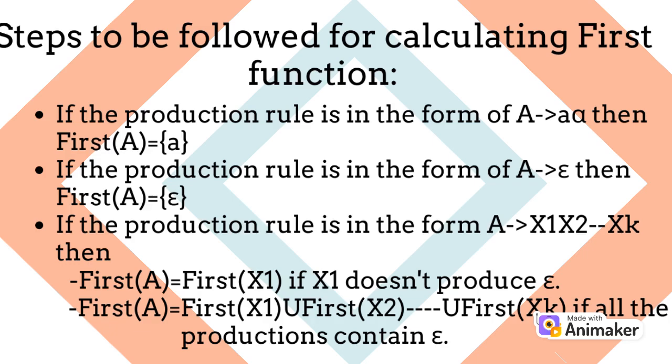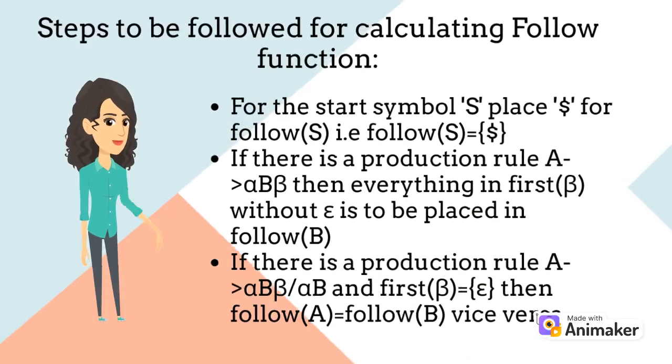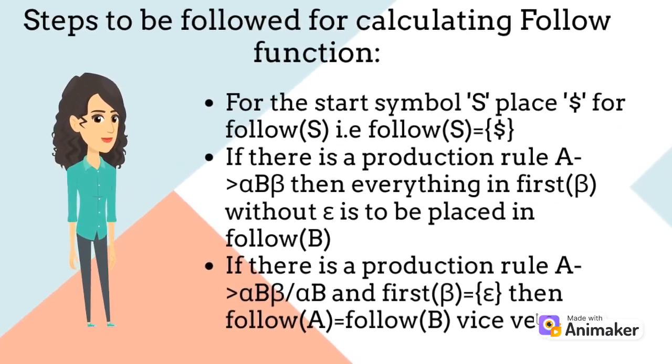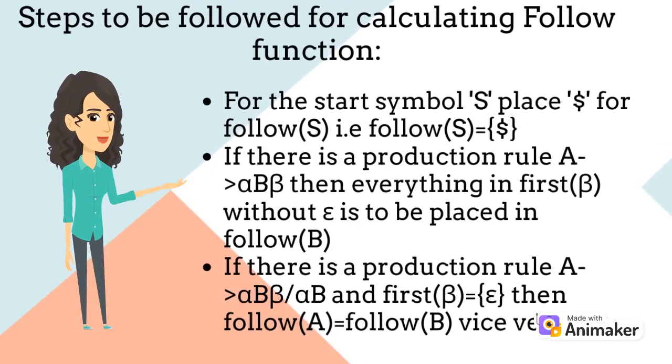Steps to be followed while calculating follow function. For the start symbol S, place $ in follow of S. If there is a production rule A tends to alpha B beta, then everything in first of beta without epsilon is to be placed in follow of B. If there is a production rule A tends to alpha B beta or alpha B, and first of beta contains epsilon, then follow of A is placed in follow of B.